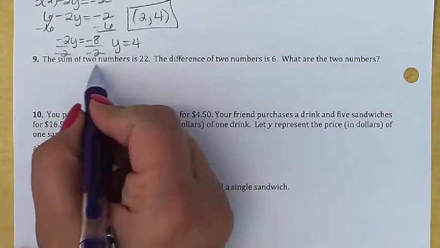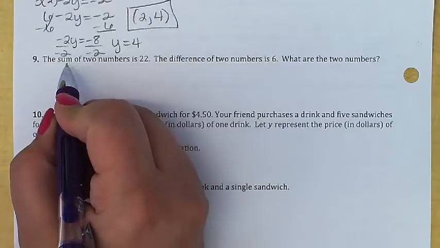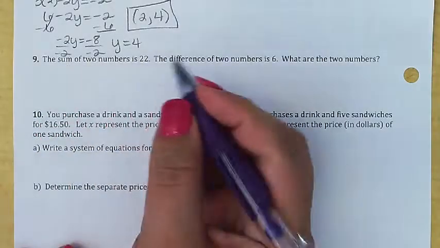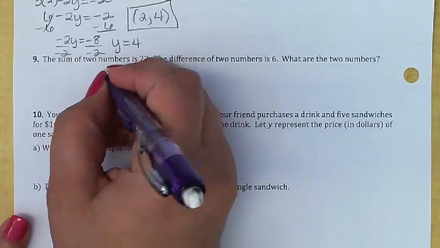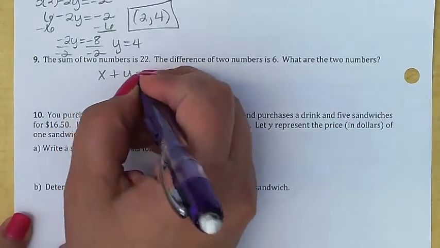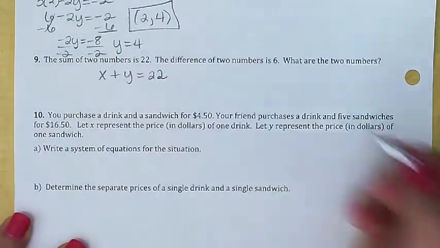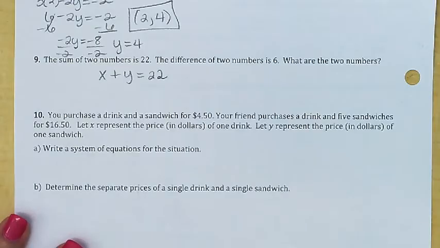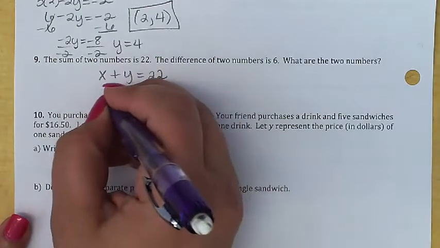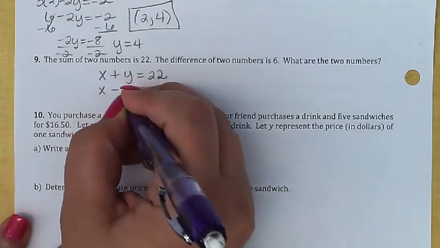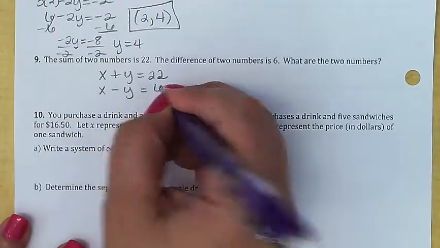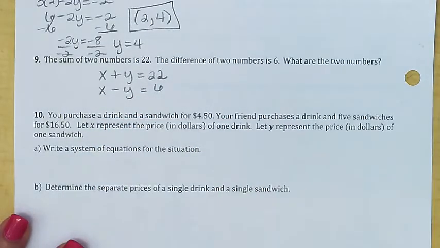Okay, so let's think about that. We have two unknown numbers. We can call those x and y. Their sum, that means addition, is 22. So one of our equations could be, okay, two unknown numbers have a sum of 22. There's my equation. Together they add up to 22. The difference of the two numbers is 6. Well, difference means subtraction, right? So their sum is 22, but apparently when I subtract them, the difference is 6. That's my system right there, right? We want to know what the two numbers are.